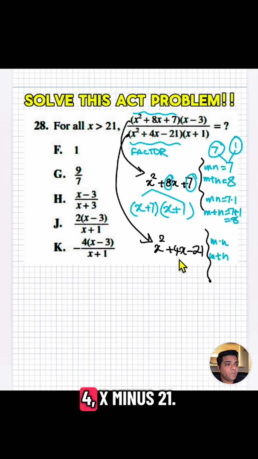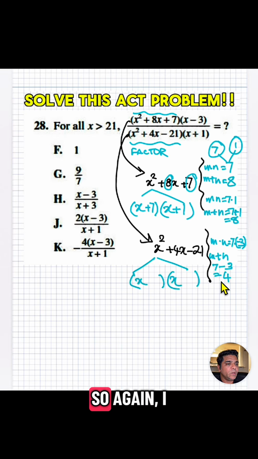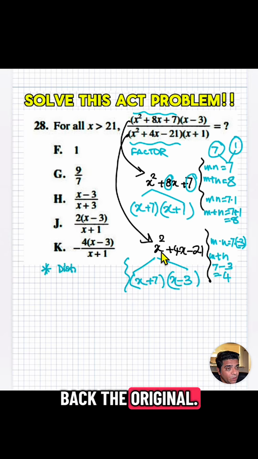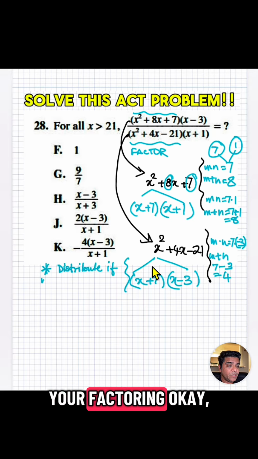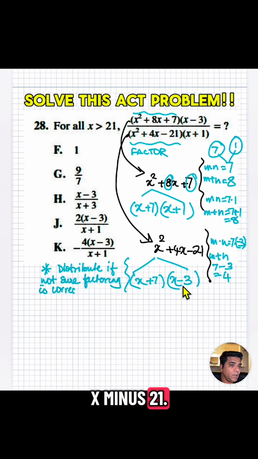x squared plus 4x minus 21. So for mn we need negative 21, and for m plus n we need 4. So we can do 7 and negative 3. When you add those, you get 4. So again, I open my parentheses, put x, and put the 7 and negative 3 here. Now you can always distribute these to get back the original, if you have any doubts about your factoring. Okay, so x squared minus 3x plus 7x minus 21.